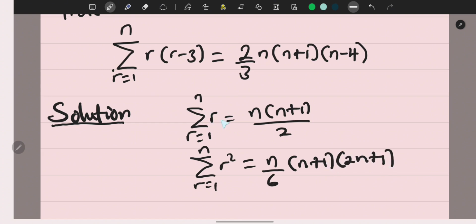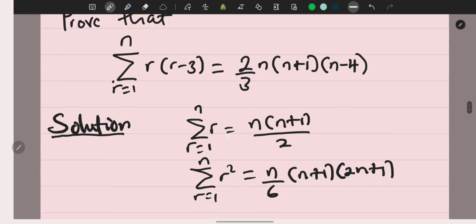So the first one here is the sum of consecutive natural numbers, and the formula can be written as this. The second one here is the sum of the squares of consecutive natural numbers, and that can also be written as this, which is n over 6, like that. So we make use of these two formulas to prove this question.